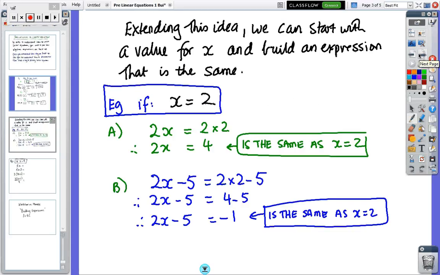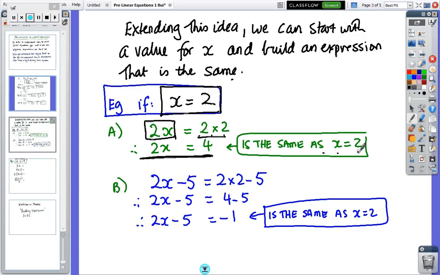Okay, so extending this idea, we can start with a value for x. So we have x equals some number, and then we can build an expression that has the same value. I'm just making up a number, x equals 2. So if I have an expression 2x, that just means 2 times x. So 2 times 2 is 4. So if 2x is 4, then that's the same as x equals 2.